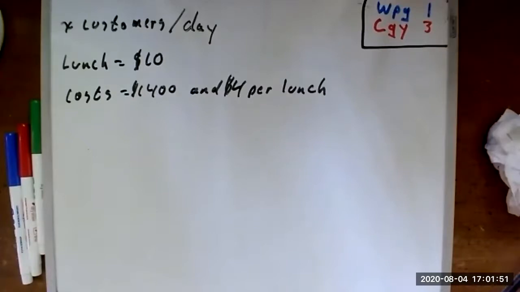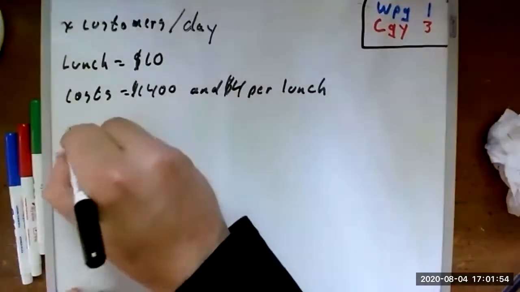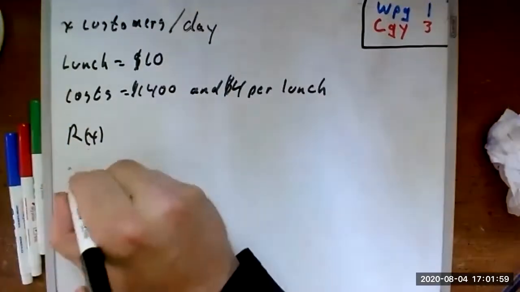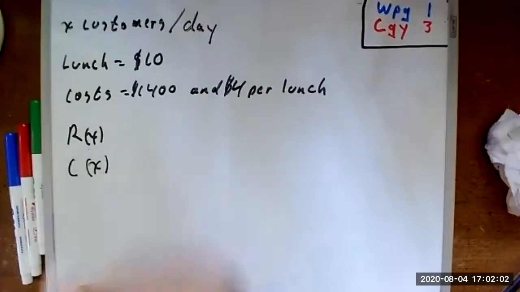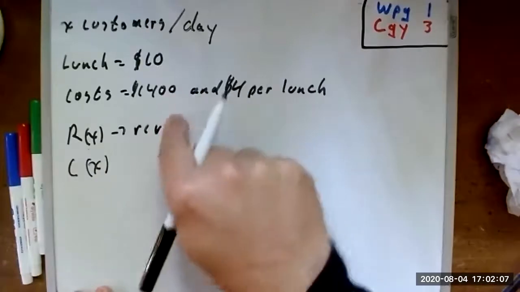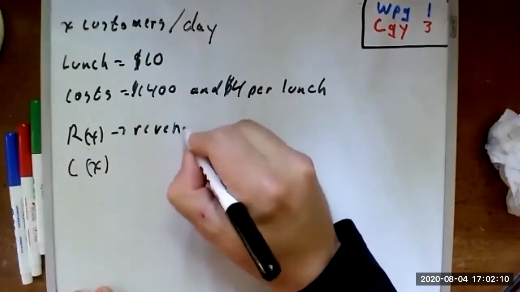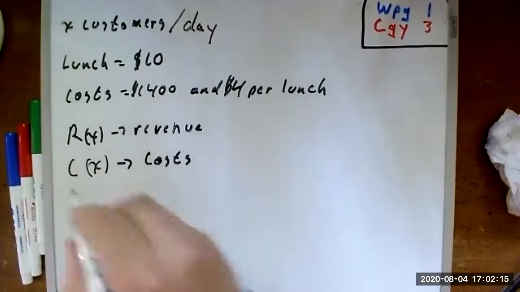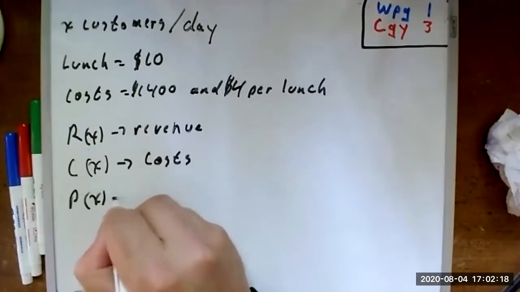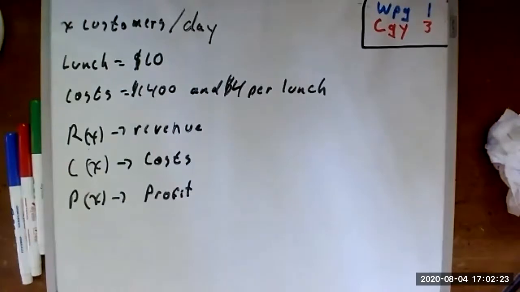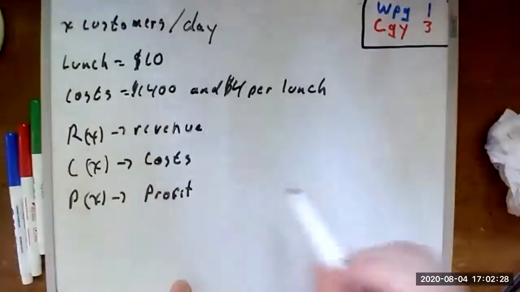So there we go. Our lunch costs $10 for the customers. It costs us $1,400 to run the place, plus $4 per lunch. So now we want to find some equations. We want to find R of X, which is going to represent the revenue. We want to find C of X, which is going to represent our costs. Revenue, these are our costs. And then P of X, which will represent our profit.